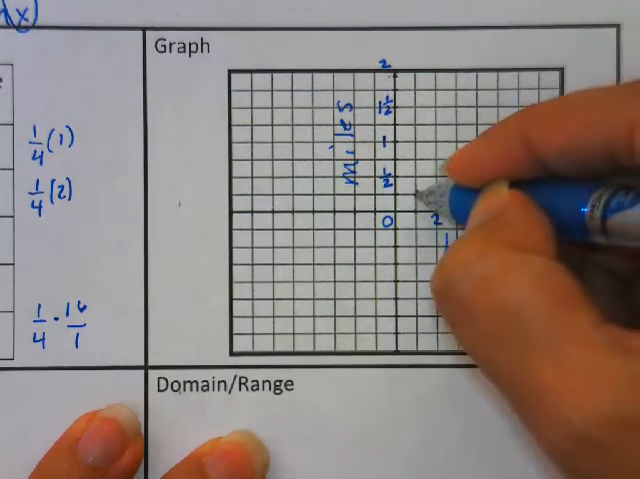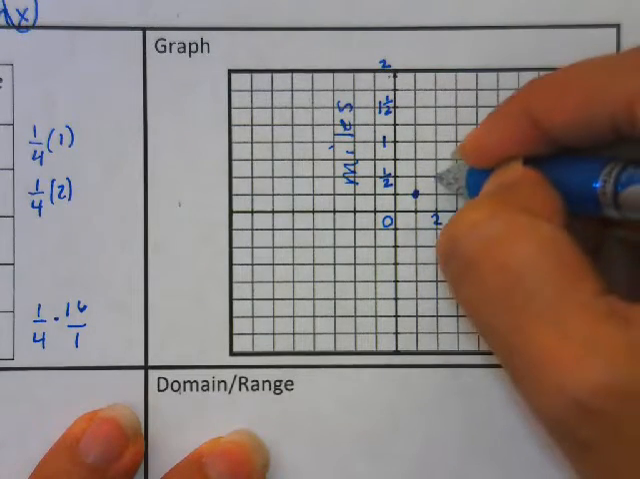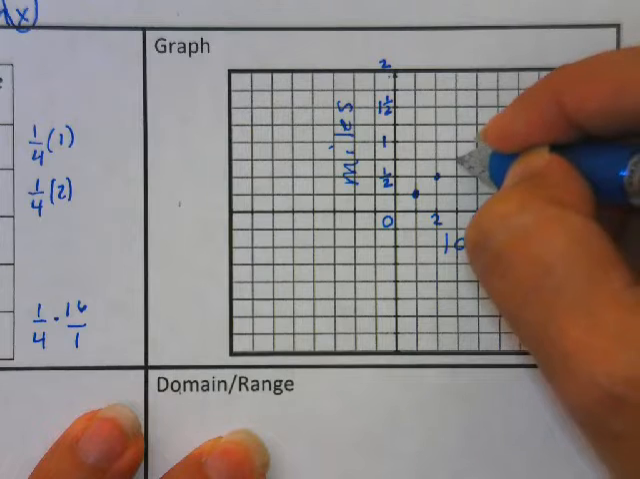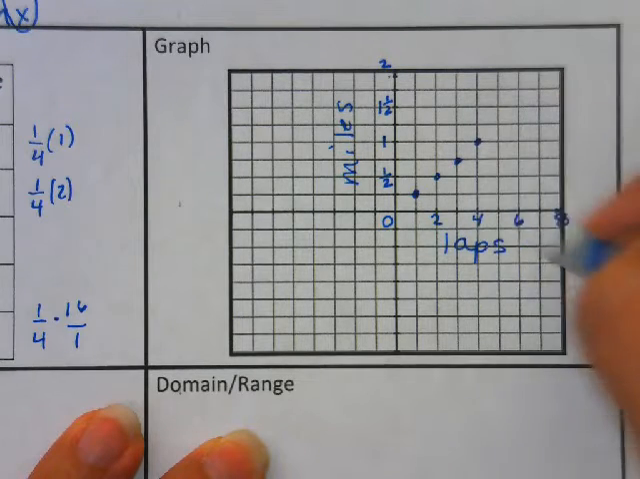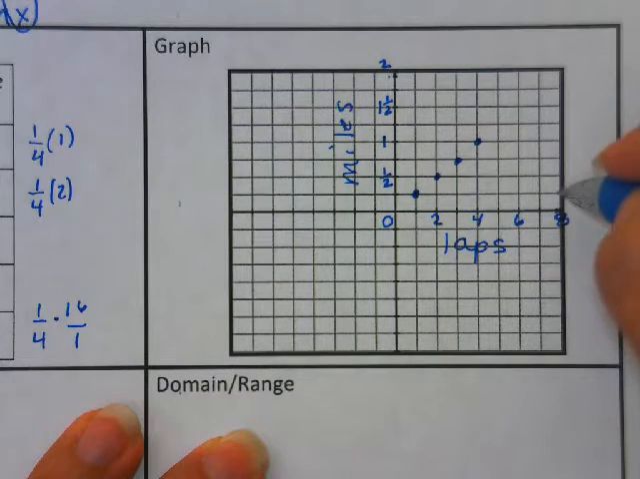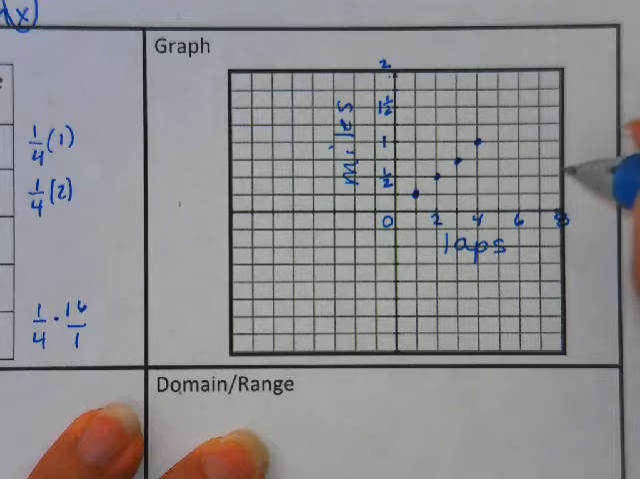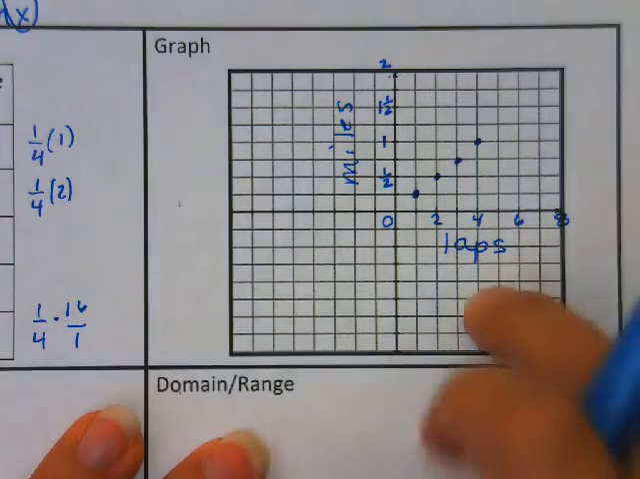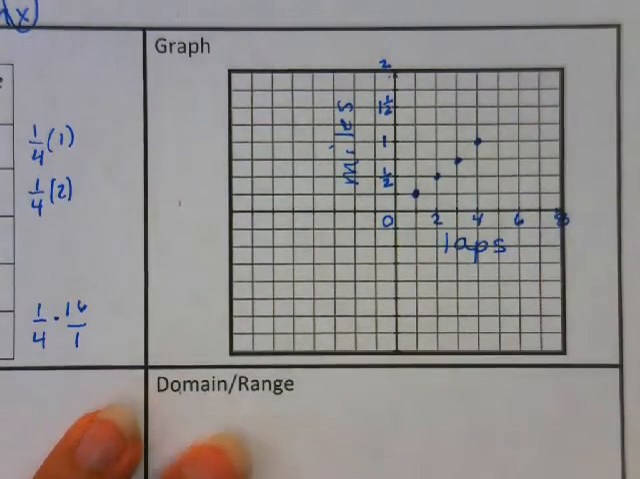So 1 lap was 1/4 mile, 2 laps is a half, 3 was 3/4, 4 was 1. Now, these other numbers are not on our graph. However, if we wanted to, we could continue and use this to make a prediction. But make sure you're labeling and you're using an appropriate scale.